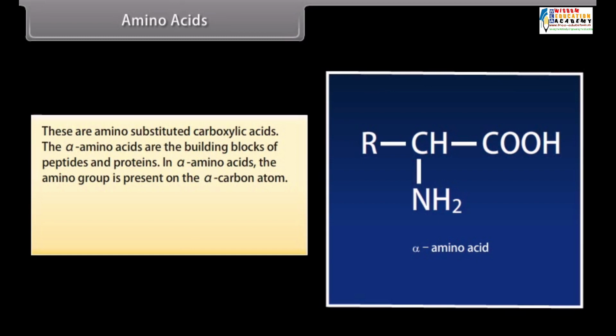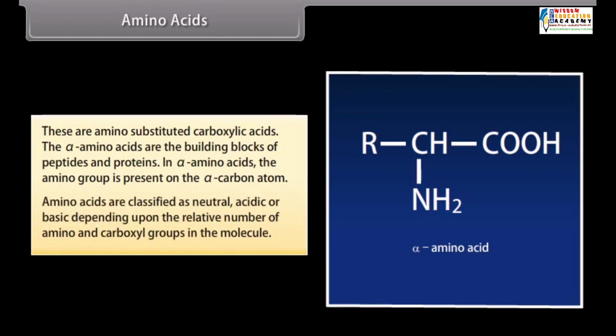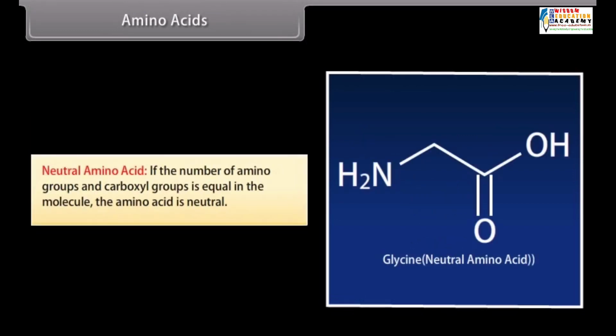In alpha amino acids, the amino group is present on the alpha carbon atom. Amino acids are classified as neutral, acidic, or basic, depending upon the relative number of amino and carboxyl groups in the molecule. Neutral amino acid. If the number of amino groups and carboxyl groups is equal in the molecule, the amino acid is neutral. For example, glycine.